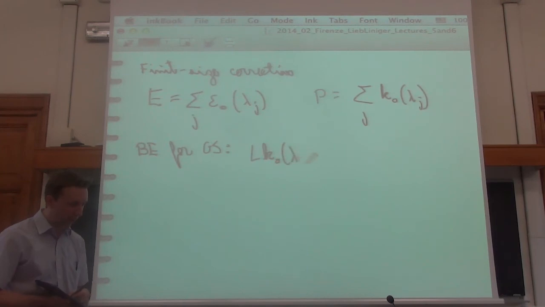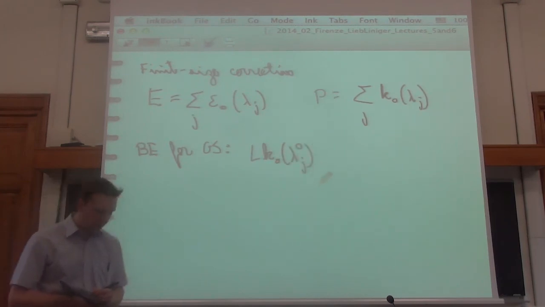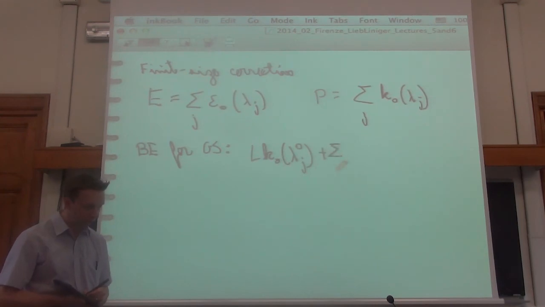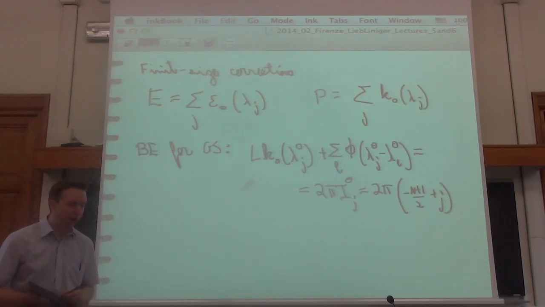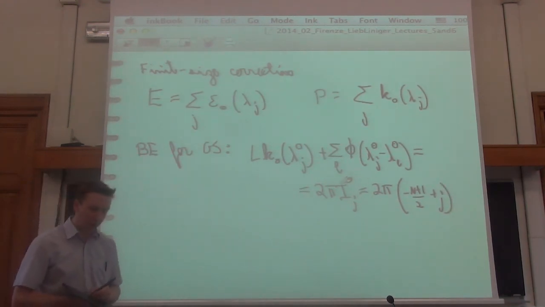K0, and then let me write the ground state rapidities as lambda j0. Okay, this was equal to 2 pi times the quantum numbers of the ground state, and these were as follows: minus n plus 1 over 2 plus j. So for a generic excited state, we would just have different quantum numbers here.